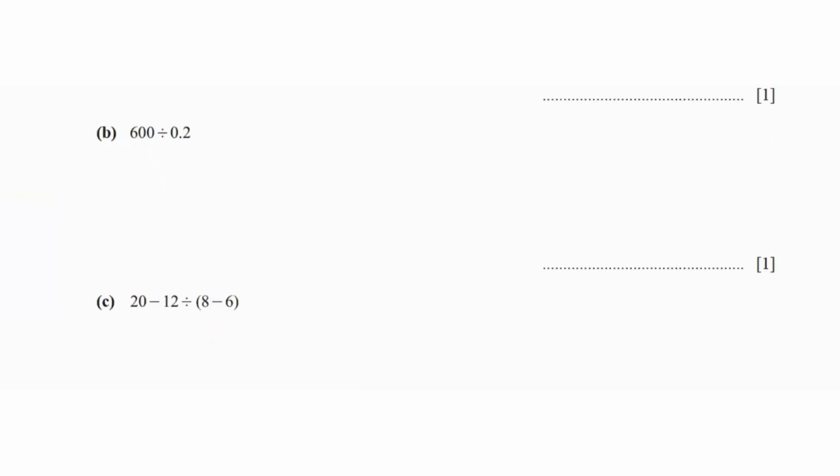600 divided by 0.2. So let's rewrite 0.2 as a fraction, which is going to be 2 over 10. Take the reciprocal of 2 over 10 and then change the division into multiplication. So it's going to be 600 times 10 over 2. 600 times 10 is 6,000. 6,000 divided by 2 is 3,000.